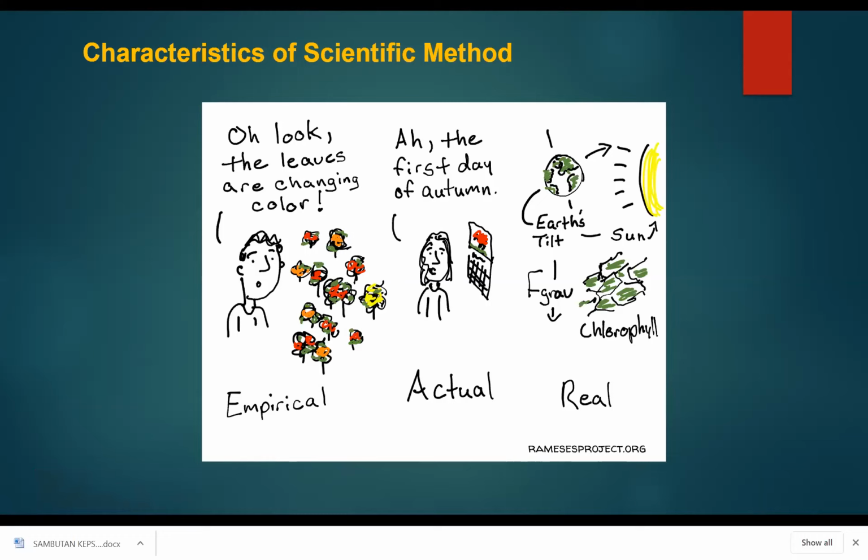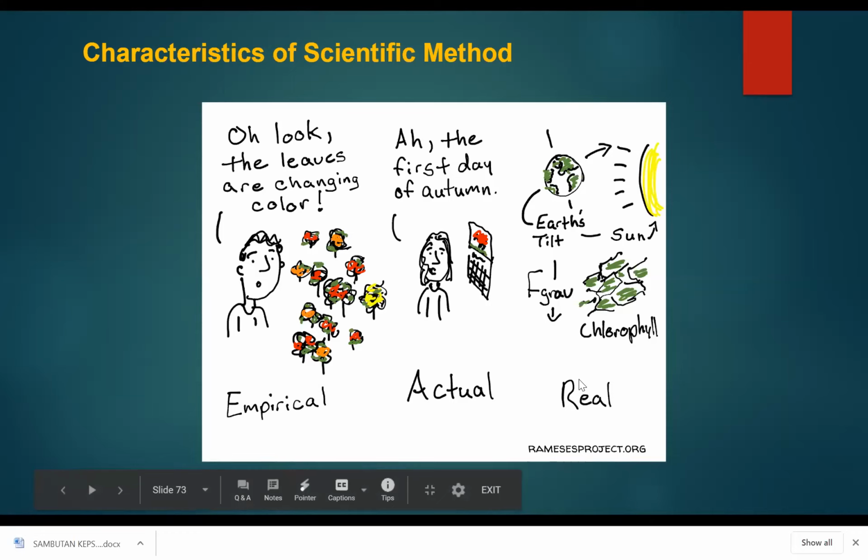It is autumn. Ini musim semi. Itu aktual. But what happened in the autumn? The leaves are changing color or not? If you say that the leaves are changing color because you see that the leaves are changing color, then you are thinking empirically. And also something real happens here.